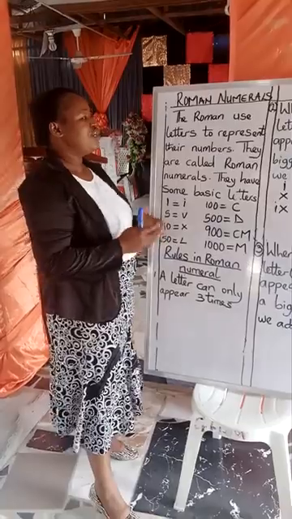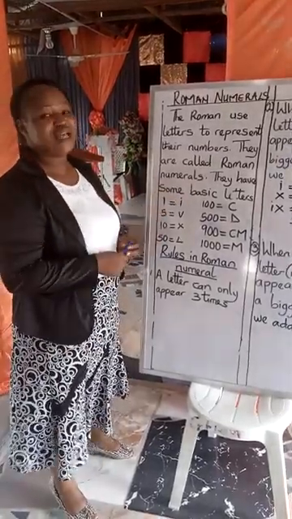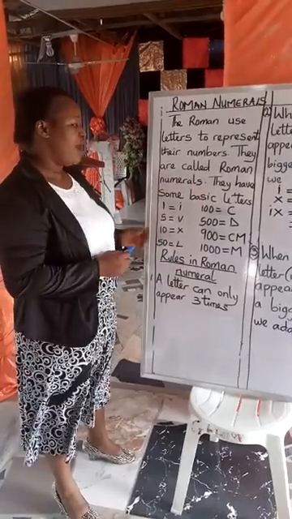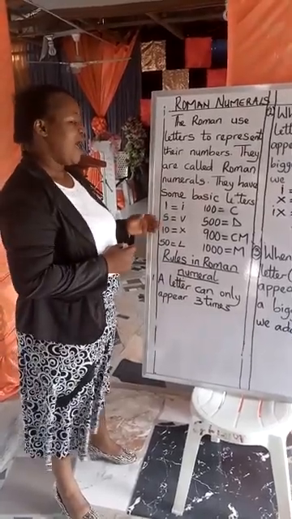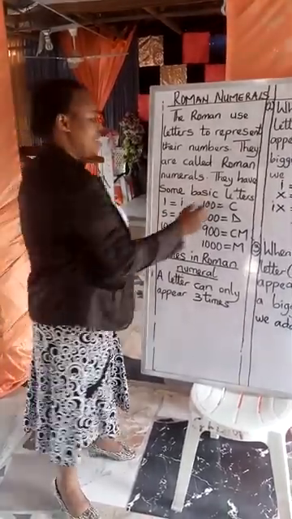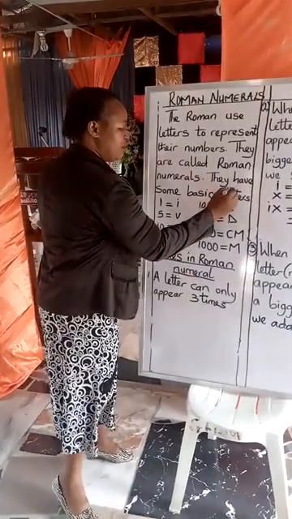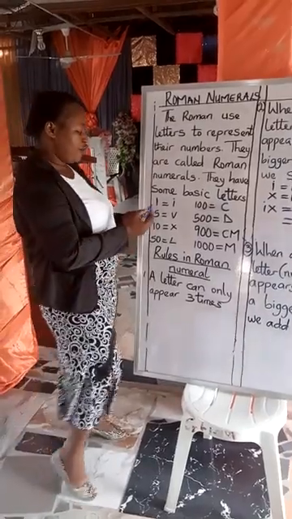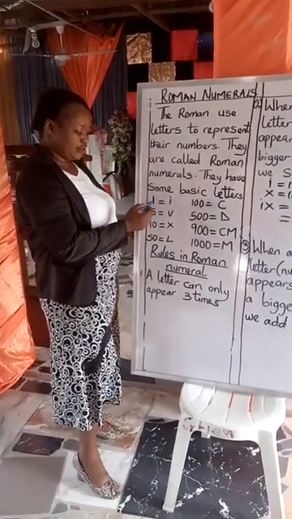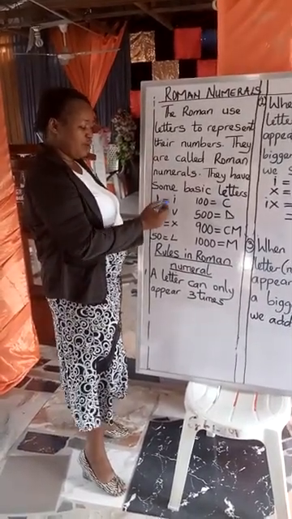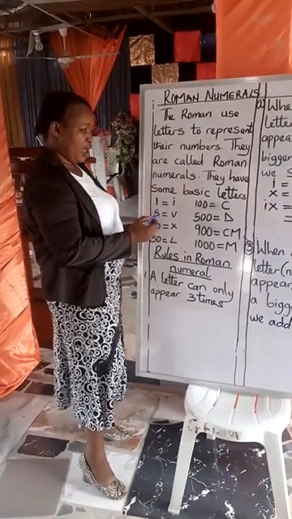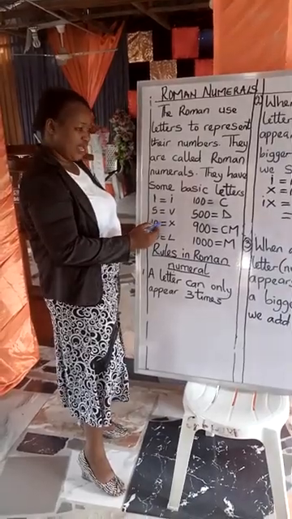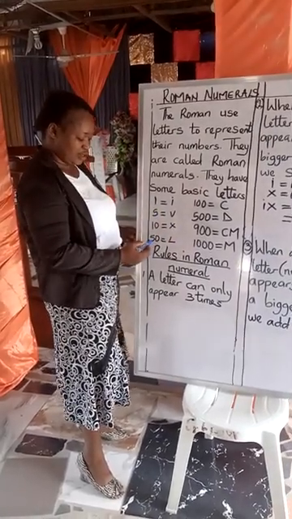The Romans used letters to represent their numbers. These numbers are called Roman numerals, and they have some basic letters that they make use of. Now for number one, they represent it with I. Number 5 is V, while number 10 is X.